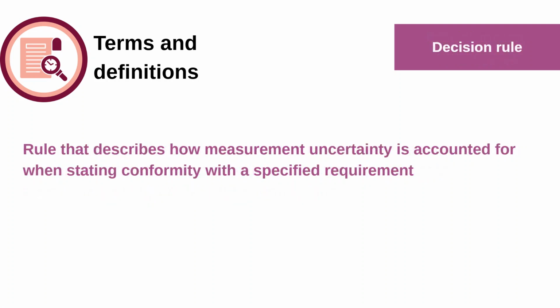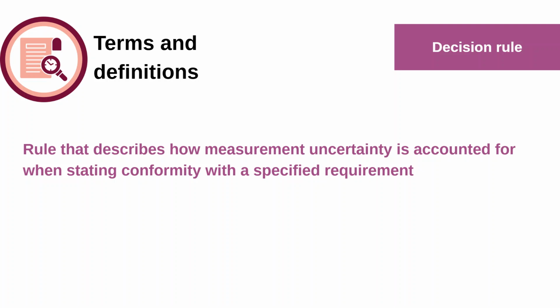Now, decision rule: the rule that describes how measurement uncertainty is accounted for when stating conformity with a specific requirement. So, this is a very important thing. Uncertainty. Any device you take, whether it is a master calibrated equipment or whatever it is, will have some kind of uncertainty. There is no such thing as an ideally operating device. So we should take some step to nullify this uncertainty. That is what the decision rule is about.